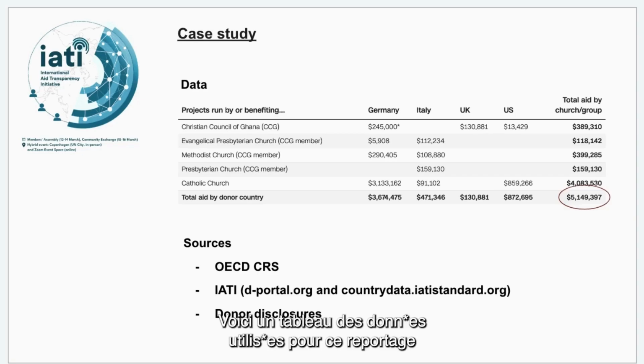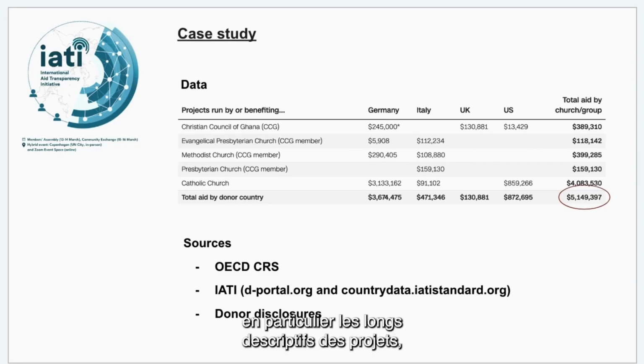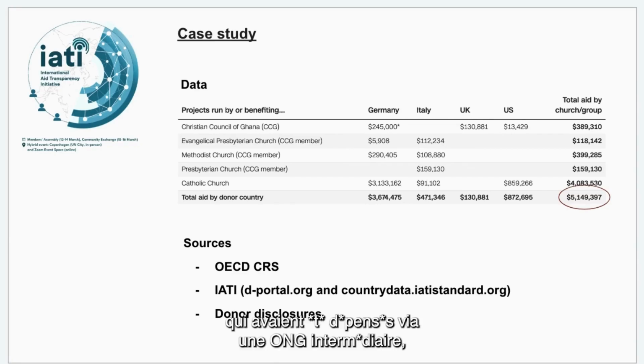So this screen shows a table of the data that was used in this story and the main sources, which were the OECD's creditor reporting system, CRS data, where what was particularly useful was the long description sections of project records. Then IATI data, where countrydata.iatistandard.org and dportal.org were particularly helpful in enabling us to find UK aid money that had been spent through an intermediary, an NGO, and that we hadn't been able to see through the CRS's data alone.